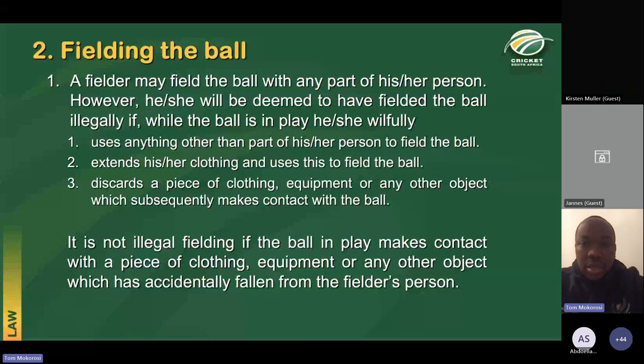If it's not discarded on purpose and it's blown off by the wind or the speed at which the fielder is running and the throw makes contact with the cap, then that shall be play on. The ball will not become dead and no penalty runs will be awarded to the batting side. I hope you are able to differentiate between accidentally falling from a fielder's person and willfully discarded by a fielder.